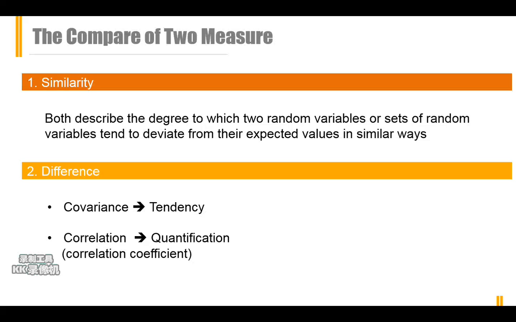As we mentioned in Part 1, the magnitude of the covariance is not easy to interpret. Covariance can only show us what tendency these two variables have, but the correlation coefficient can not only show us the tendency, but also quantify the strength of the trend. The value of the correlation coefficient can show the strength. This is the difference between covariance and correlation.